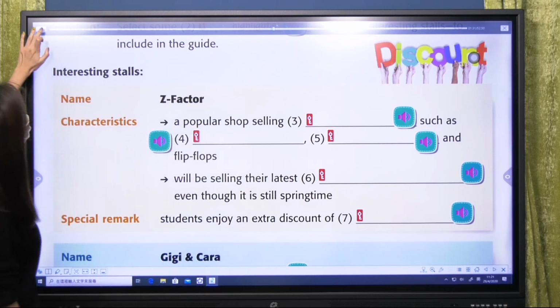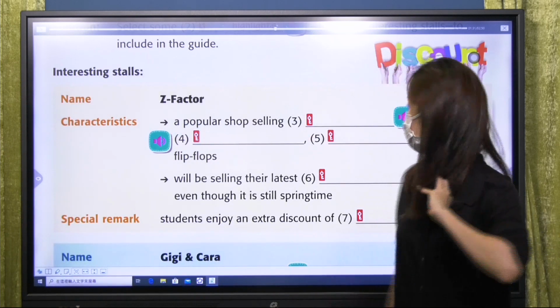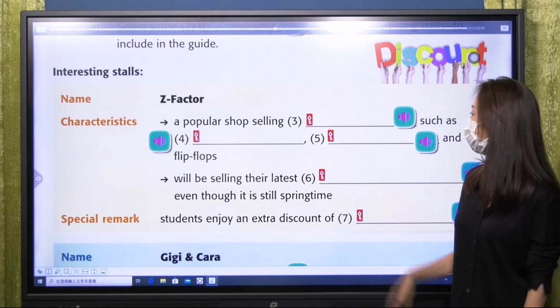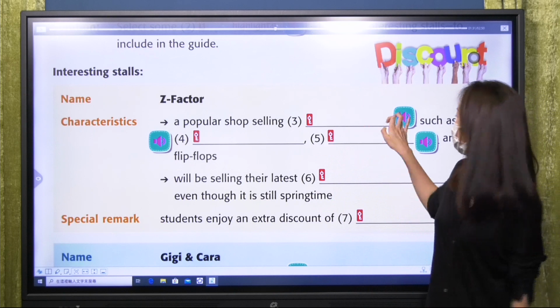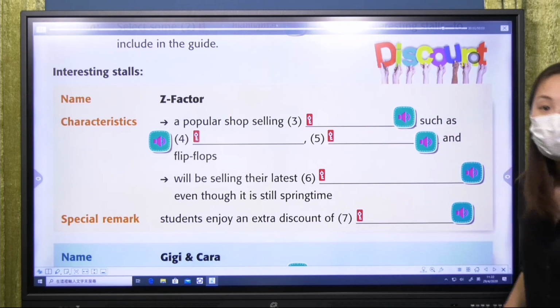You might want to include... Okay, Z Factor, okay? A popular shop selling such as flip-flops. Okay, so selling... It's a popular shop that sells casual wear. Casual wear.